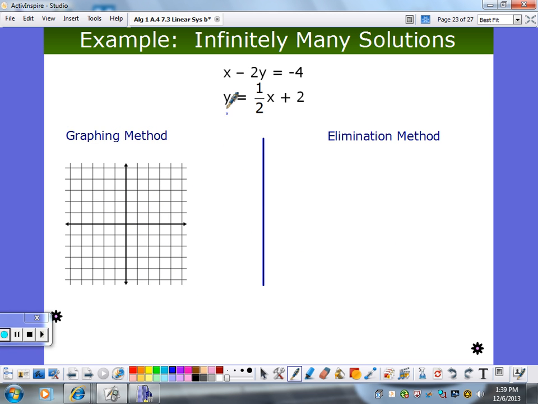Infinitely many. Here's an example of that. So let's try the graphing method. To solve this for y, I'm going to subtract x from both sides. I go ahead and do that. Then what do I divide by? It's negative 2, right? Everything. So y equals, well, negative over negative is a positive. Put in my invisible 1. Half x, negative over negative, positive 2.